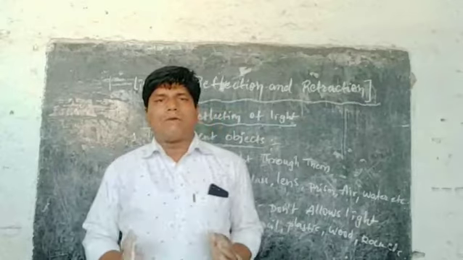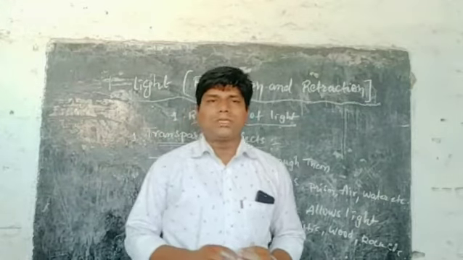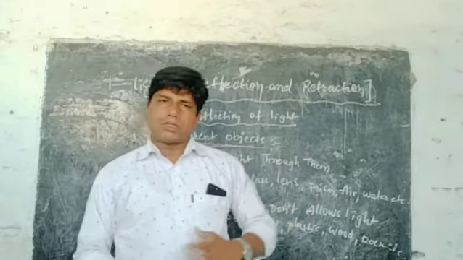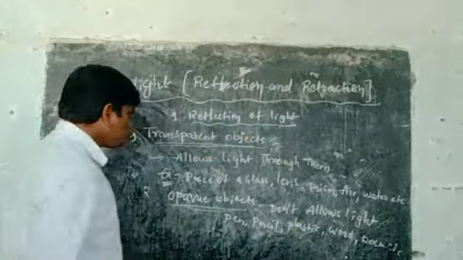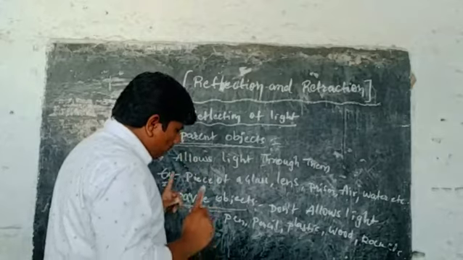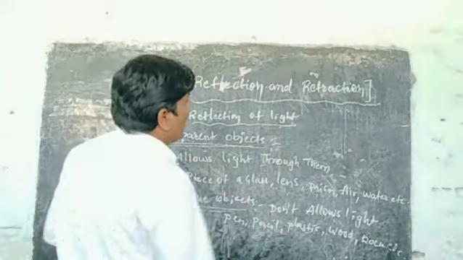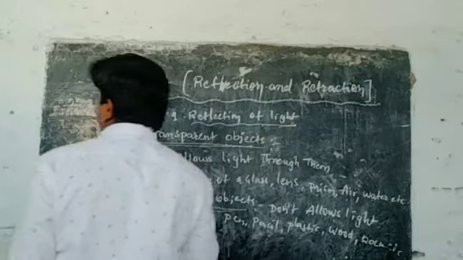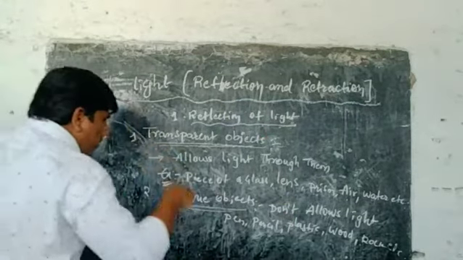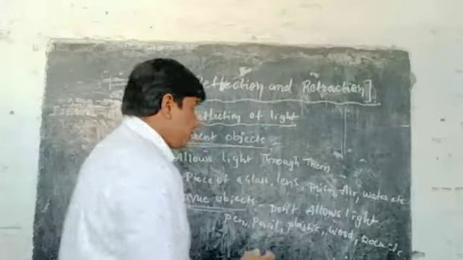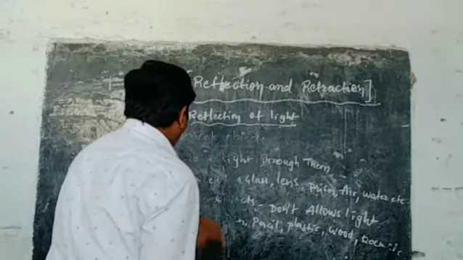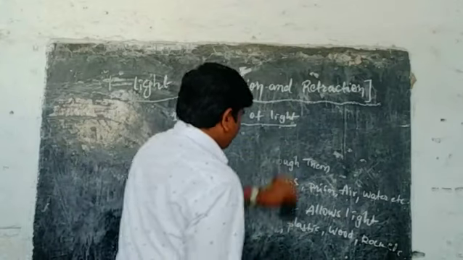Now I don't have transparent objects with me. If I had, I could explain much more. No problem. And one more thing: when light falls on transparent objects, what would happen? When light falls on opaque objects, what would happen? Okay, let's see. That is what plays a major role in this lesson.